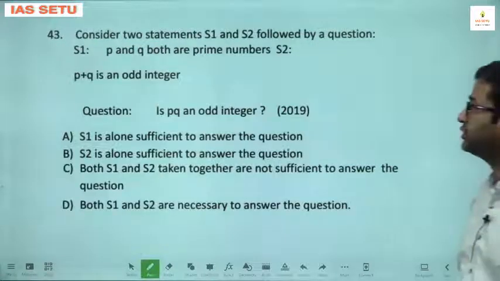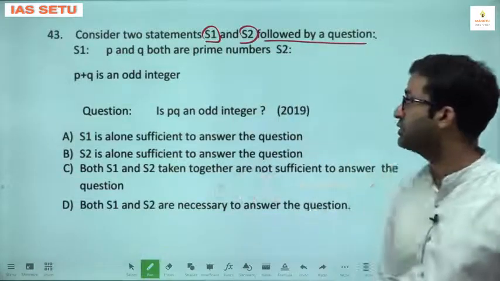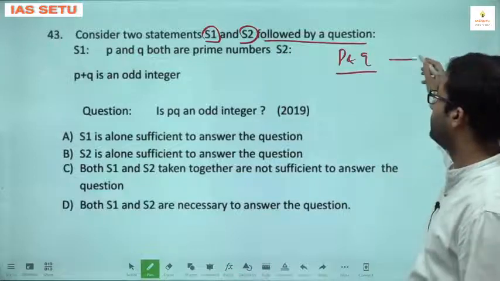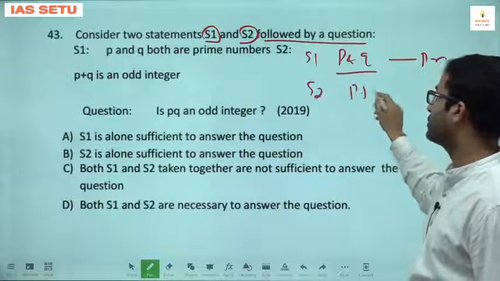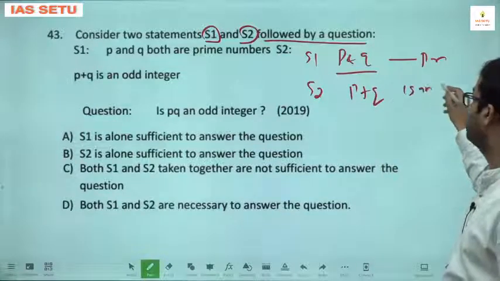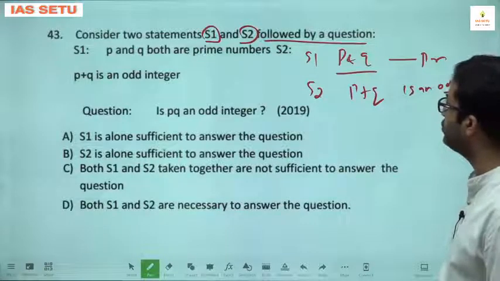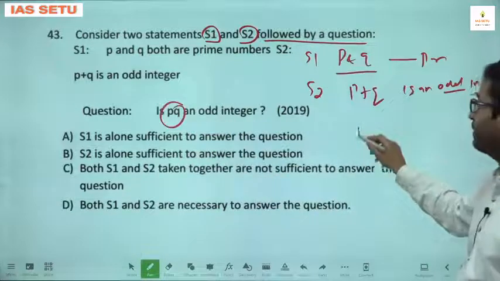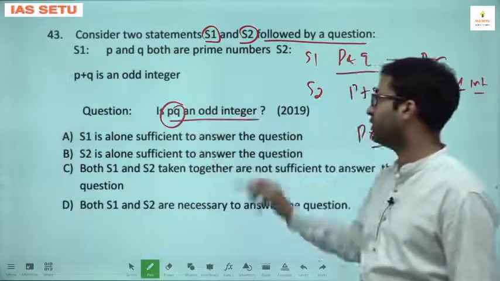Next, a statement based question. Consider two statements, statement 1 and statement 2, followed by a question. Statement 1: p and q both are prime numbers. Statement 2: p plus q is an odd integer. The question: is p into q an odd integer?